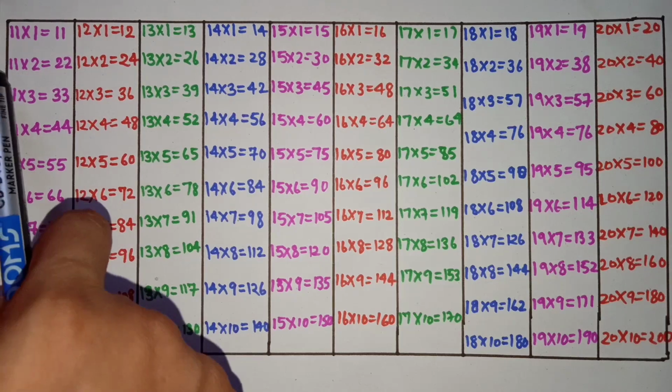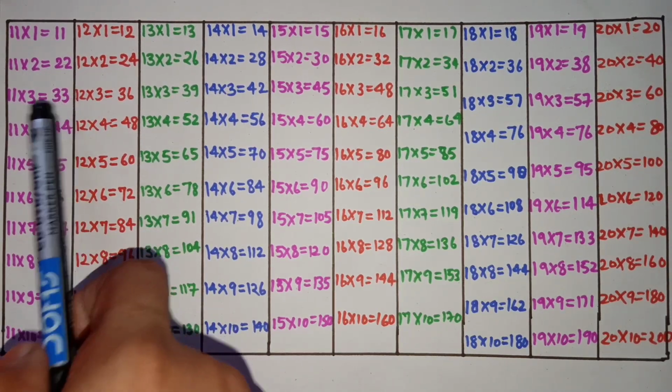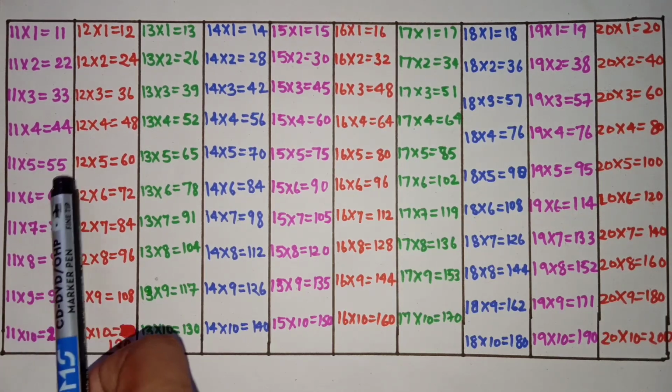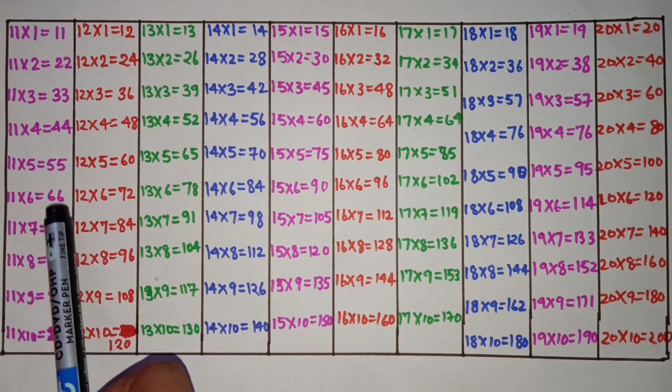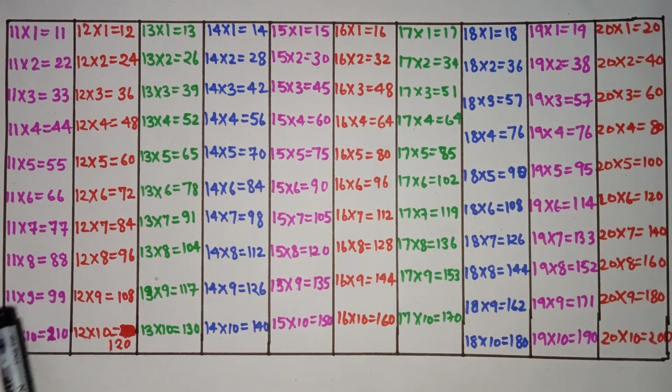11 1s are 11. 11 2s are 22. 11 3s are 33. 11 4s are 44. 11 5s are 55. 11 6s are 66. 11 7s are 77. 11 8s are 88. 11 9s are 99. 11 10s are 110.